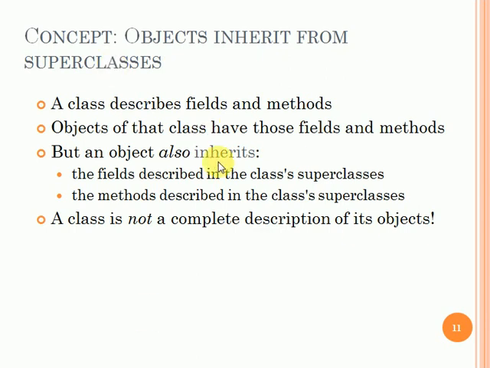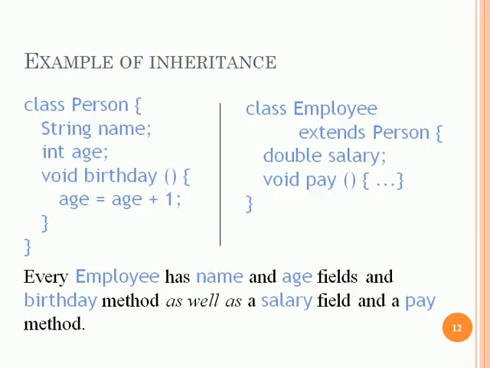The next concept is objects inherit from superclasses. A class describes fields and methods, so objects of that class have those fields and methods, but an object also inherits the fields and methods described in the class's superclasses. So a class is not a complete description of its objects.